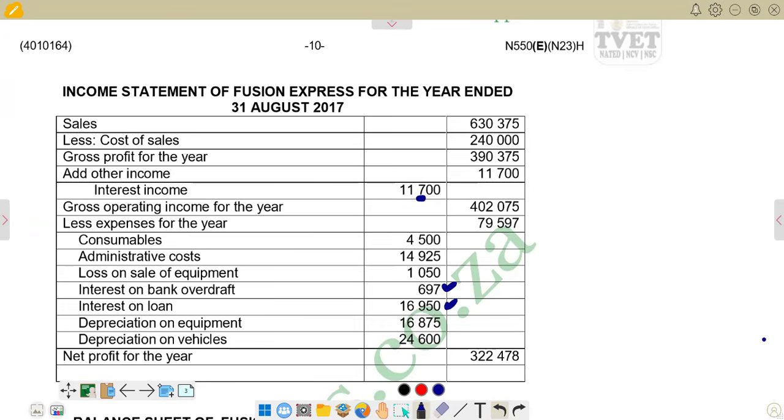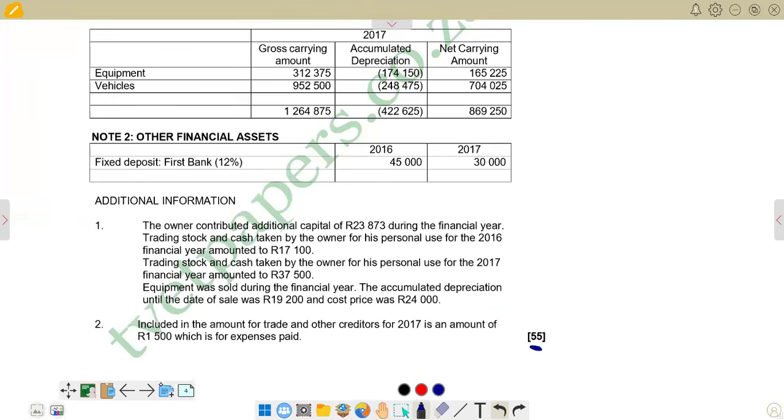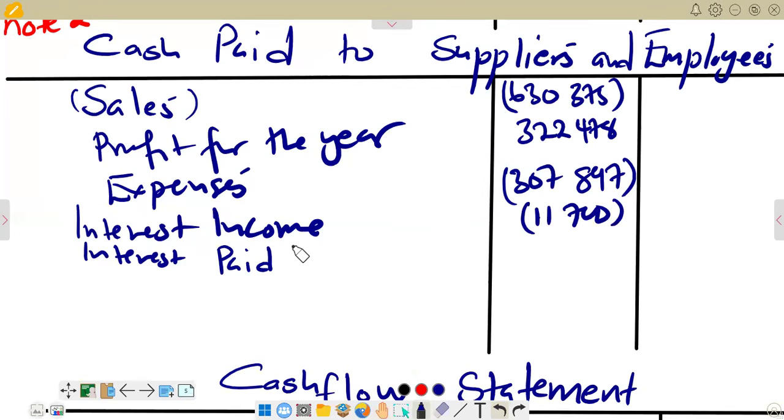So we come here. In brackets, we are saying 697, and then we add 16,950. And then the total will be the interest paid, which is 17,647. And this is an expense, so we are supposed to show it as a positive. So this is what we have.